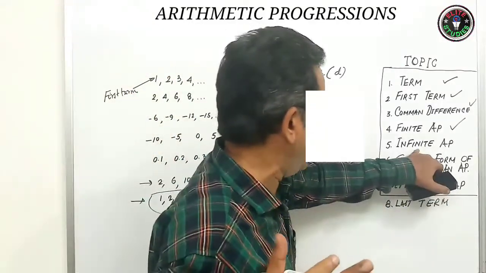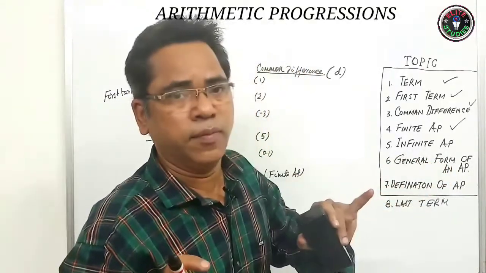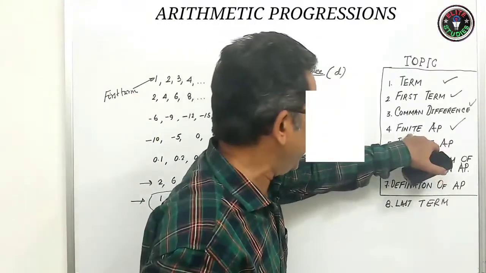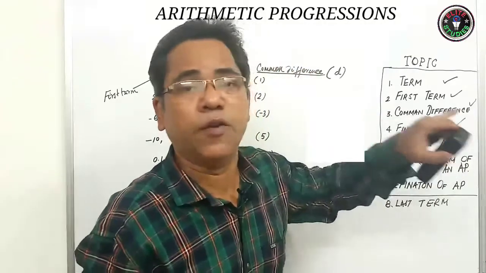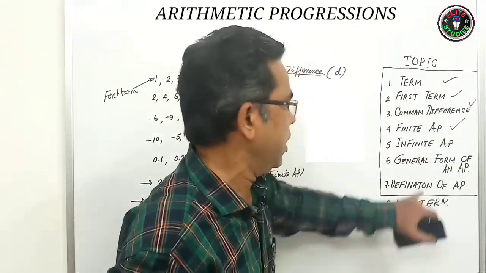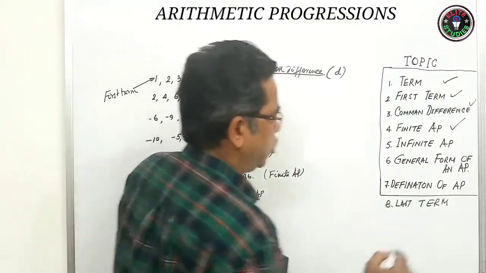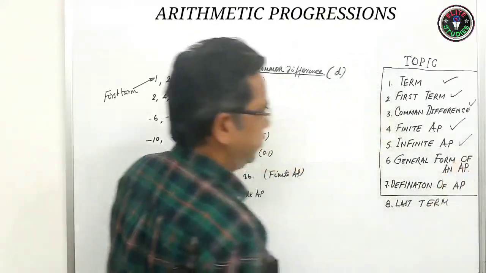Similarly, in an infinite AP, there is no end to the terms. So the number of terms in an infinite AP is not fixed, whereas in the case of a finite AP, the number of terms is fixed. So you will get a last term, but in an infinite AP, you will never get a last term. So I hope this has been clear.